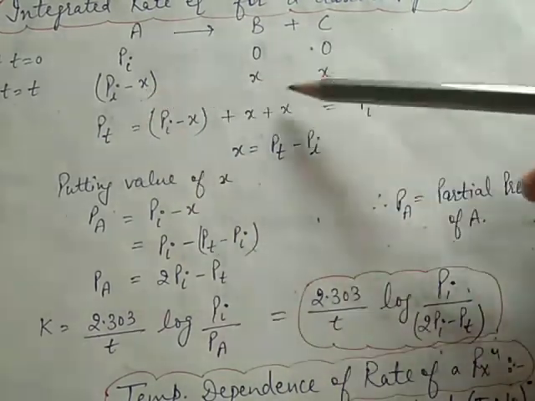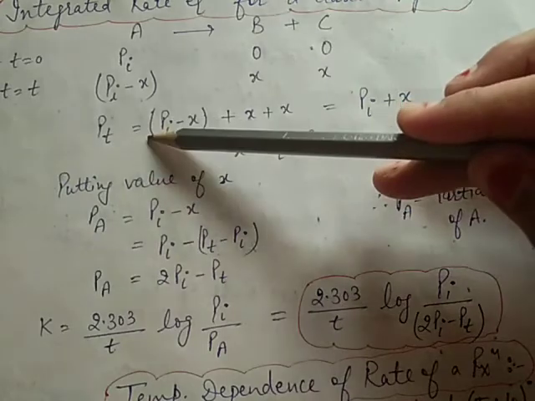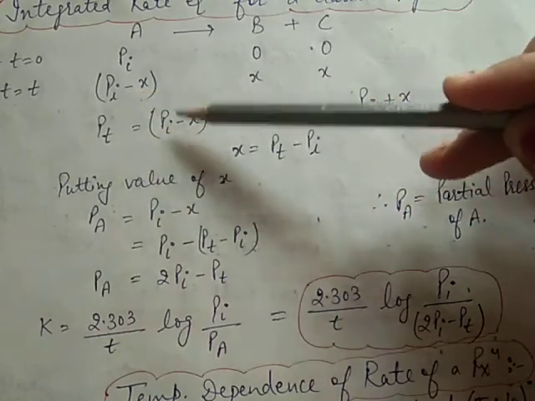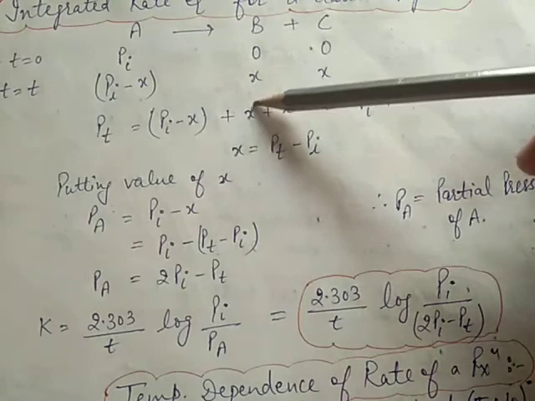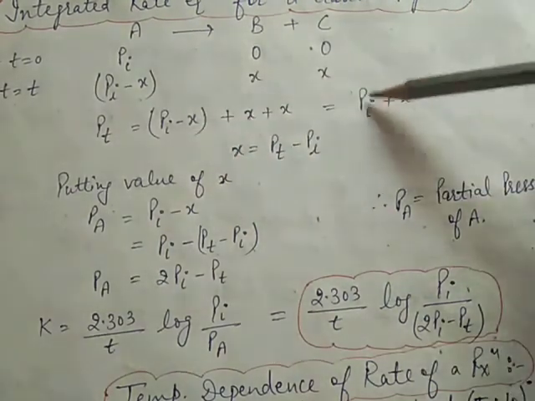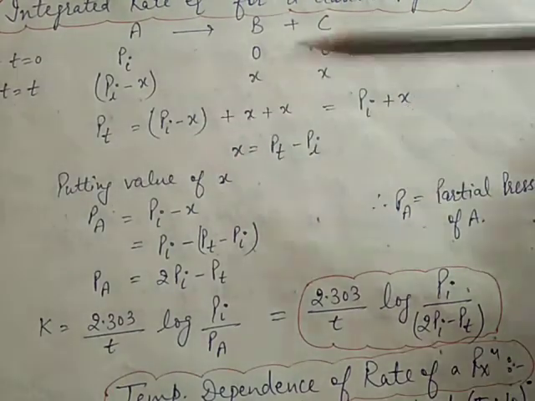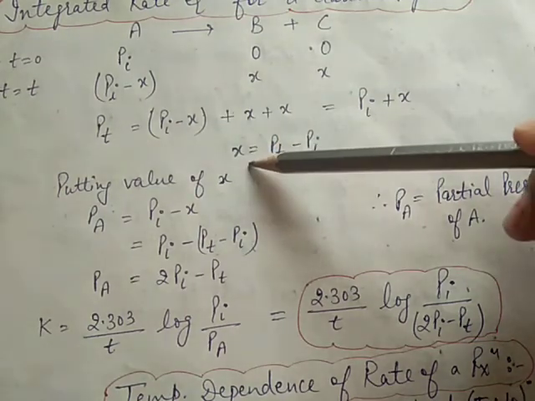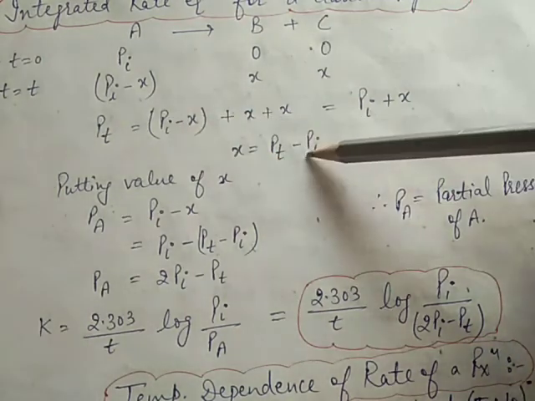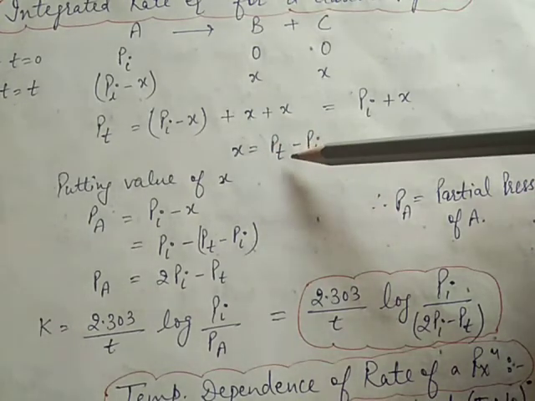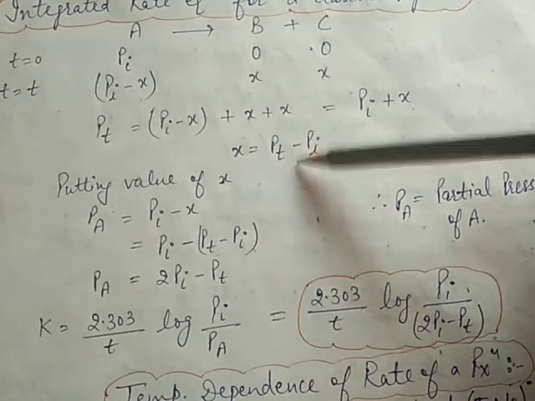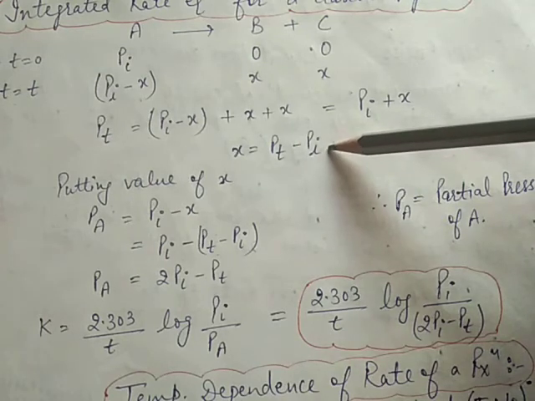Then the total pressure Pt is equal to Pi minus X plus X plus X. Then X cancels out, after that Pi plus X is left. After calculating, X is equal to Pt minus Pi, where Pt is the total pressure at time t and Pi is the initial pressure of A.